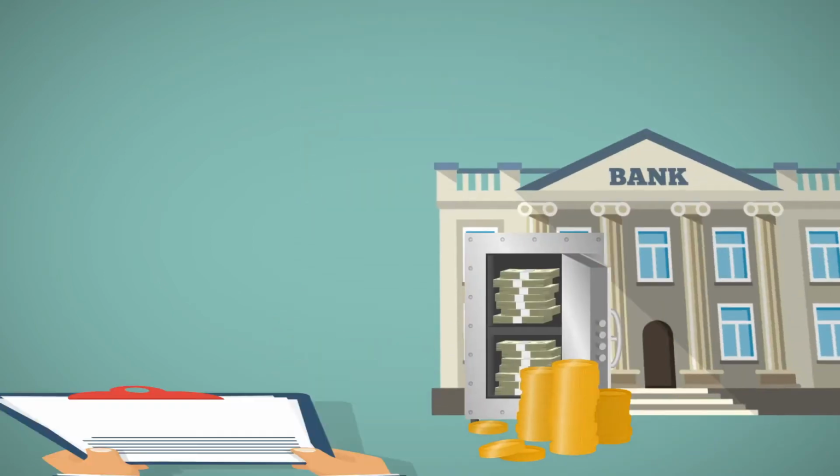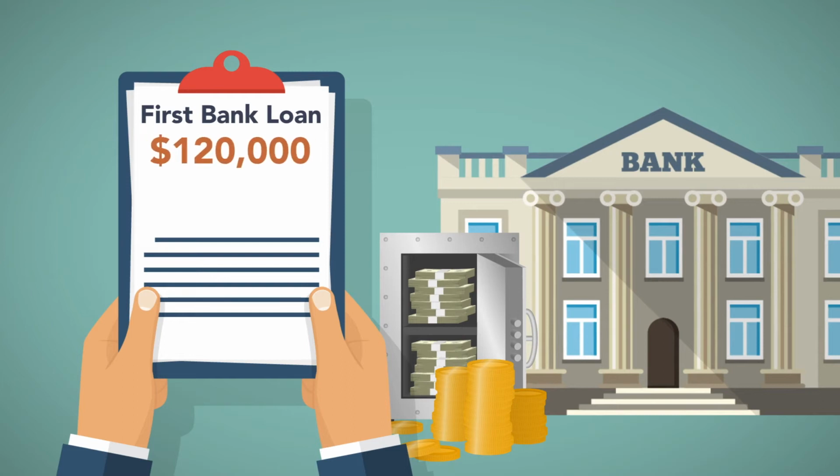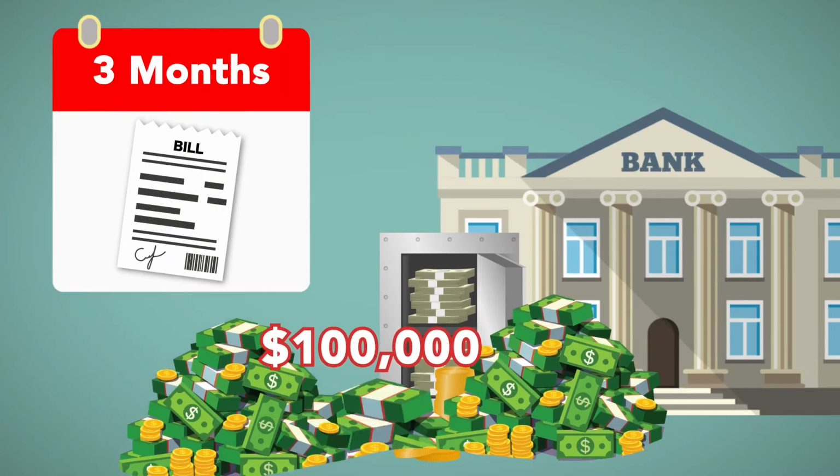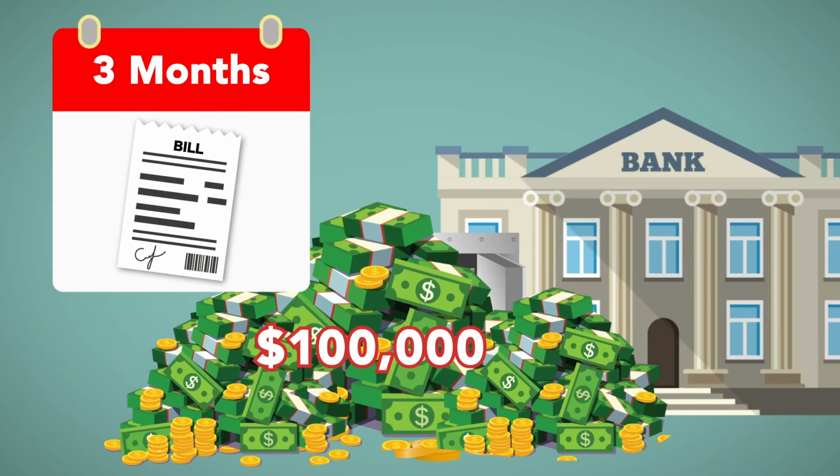For example, Acme Corporation borrows $120,000 from First Bank with a 3-month term and a 12% annual rate. Therefore, for the first term of the note, Acme will pay 3% in interest. Acme receives $96,400 from First Bank and records an interest expense of $3,600. The company must repay $100,000 to First Bank at the end of 3 months.